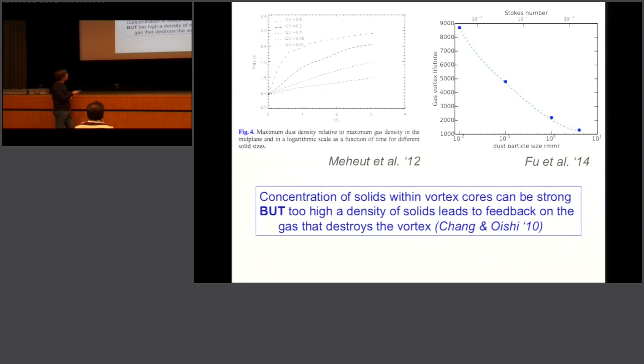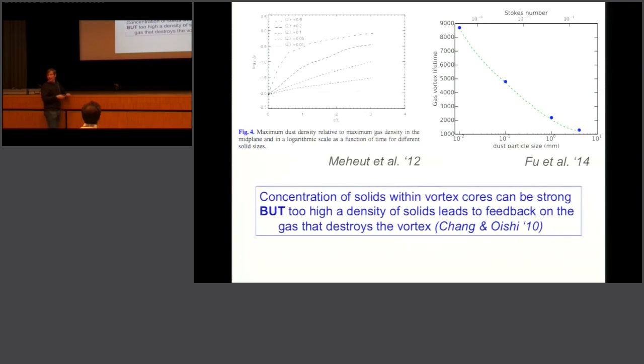This is work by Fu et al. from last year. Here's the gas vortex lifetime. And here, they're loading the vortex with particles of different sizes. So this would be millimeter-sized particles here, centimeter-sized particles here. These different sizes have different stopping times. As you can see from this plot on the left, the particles with large stopping times are the ones that get very strongly concentrated in the vortex. And they're also the most efficient at destroying the vortex. So here you get an order of magnitude change in the vortex lifetime if you load it up with particles of a few millimeters in size that have stopping times that are maybe 0.2 or 0.3.